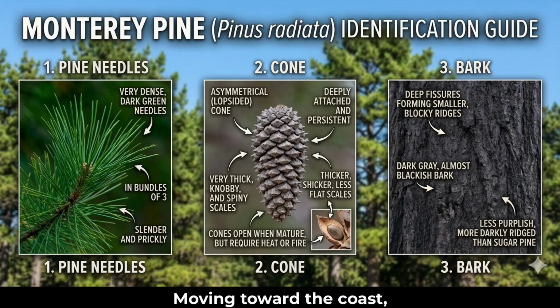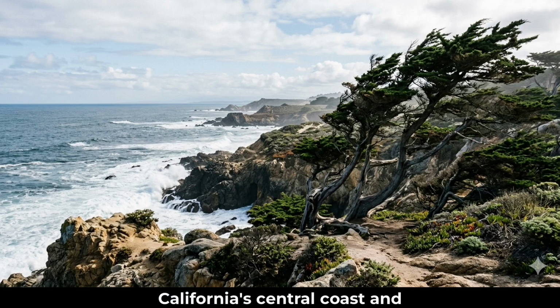Moving toward the coast, we find Monterey pine. Monterey pine has one of the most unusual natural distributions of any major tree species. It occurs naturally in only a few small populations along California's central coast and a few locations in Mexico.